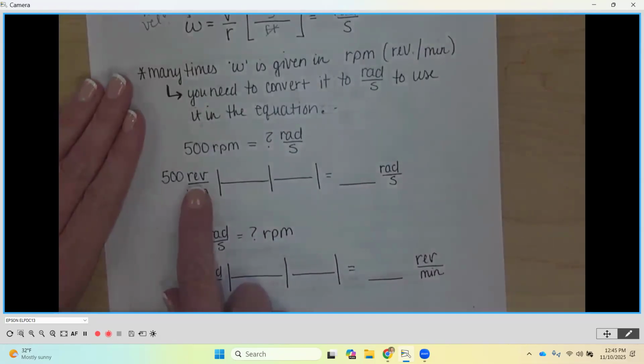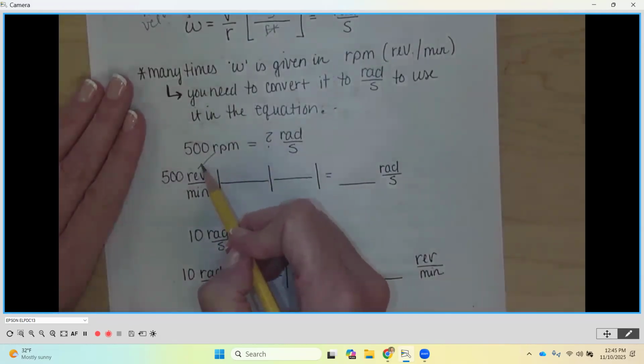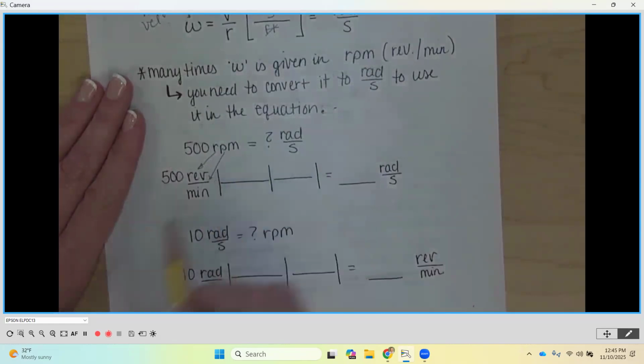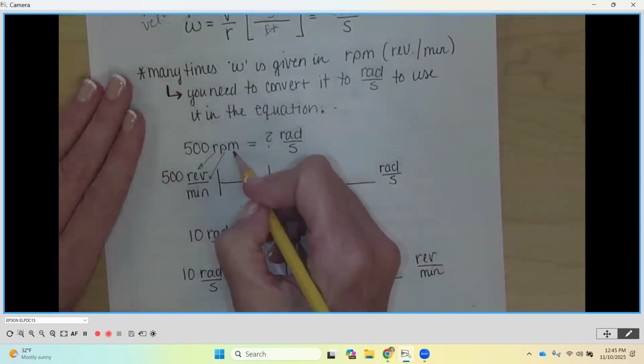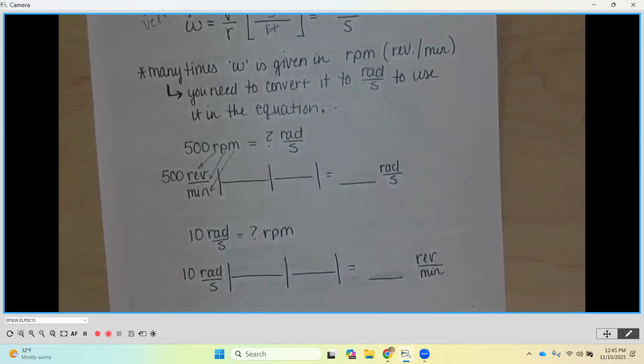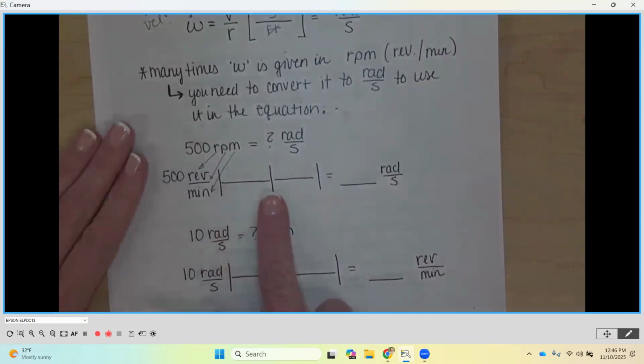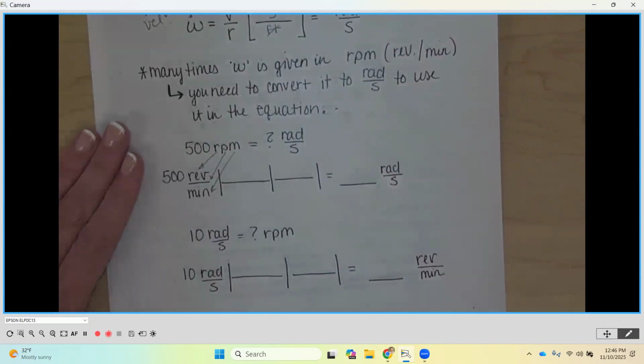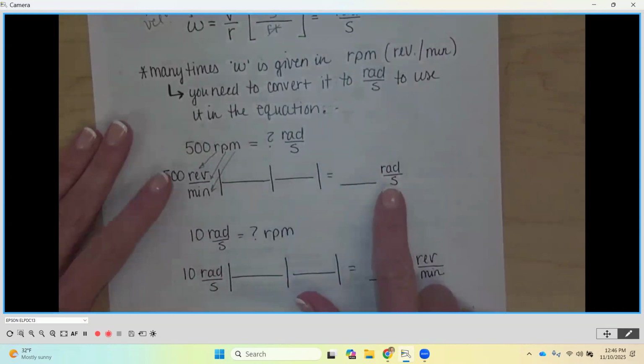We're going to say 500, and I'm going to expand out. This is going to be my revolutions. The per is the horizontal line, and then the minute is down here. Does that make sense to everybody? So when you're doing a conversion for RPM, you are not going to start out with 500 RPM. You're going to expand it out, and it's going to be revolutions on top, minutes on the bottom. Then we're going to do a conversion method that I think is officially called the ratio method. This is where we are going to fill in top-bottom ratios of the equivalent values until we get to radians per second.